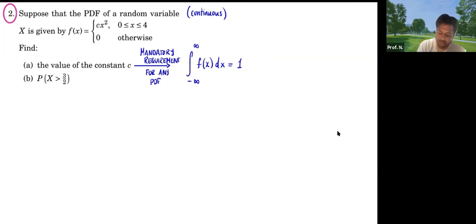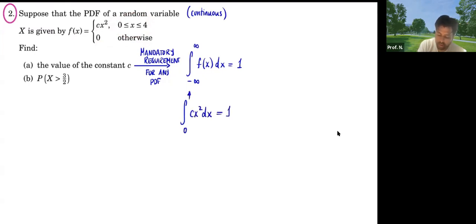So that means that my function here, from negative infinity to infinity of my probability density function, should equal 1. But if you look at the way it's defined, it's defined between 0 and 4, and 0 otherwise. So outside of x being between 0 and 4, your probability density function is 0. Within that interval, it's cx squared. So this becomes the integral from 0 to 4 of cx squared dx.